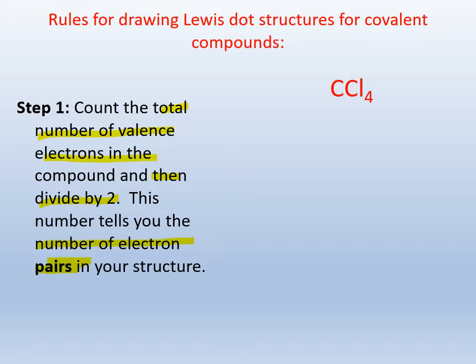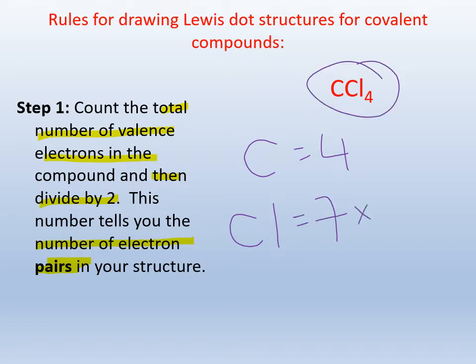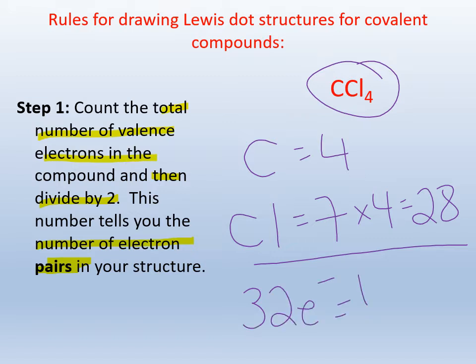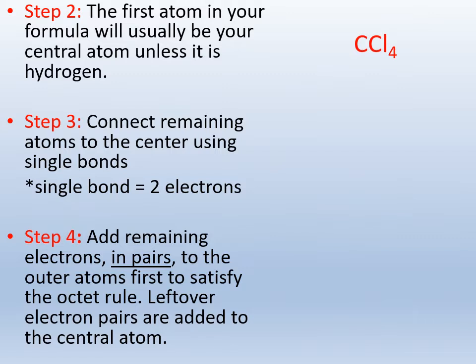Looking at my periodic table, carbon is in group 4A or column 4A, so carbon has 4 valence electrons. Chlorine is in group 7A, so chlorine has 7, but there are 4 chlorine atoms in that formula, so I multiply that by 4, it's really 28. Total is 32 electrons or 16 pairs. 28 plus 4. Okay, so I'm just going to write up here, we've got 16 pairs we're dealing with.